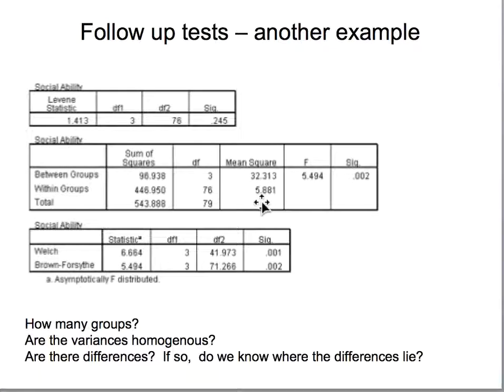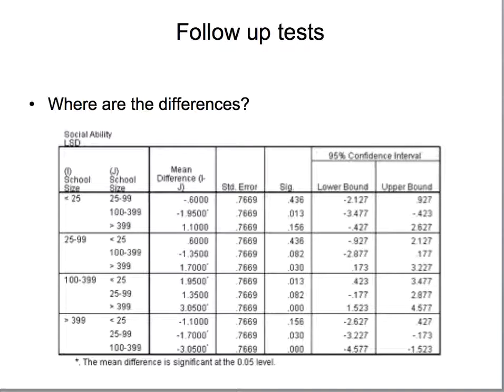I ask the question, are there differences? Well, because this p-value is less than 0.05, I am going to reject the null that says everyone's the same and say that no, there is a difference in social ability based on your school size. If I run the follow-up tests, I'm looking in here for any p-value that is less than 0.05. And I have one here, I have one here, and I have one here. And I also have one here.